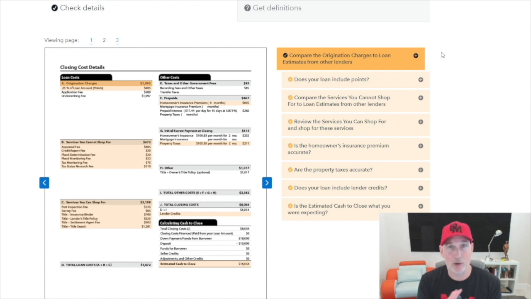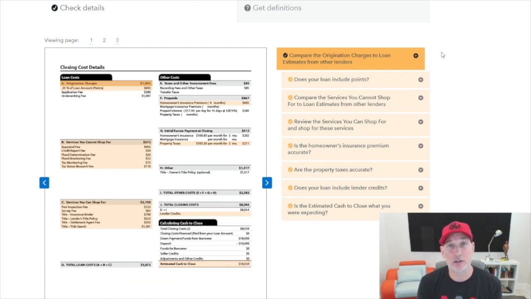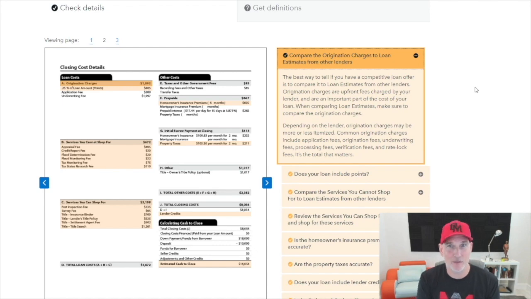Now, the first thing I wanted to mention is a tip to use this form in comparing lenders. The only thing you need to be worried about are sections A, B, and then your lender credits found in section J. Everything else from lender to lender is going to be exactly the same. So if you're using a loan estimate to compare lenders, only focus on section A, B, and the lender credits. Everything else is going to be the same. Okay, with that said, let's go ahead and get started into the meat of the video.